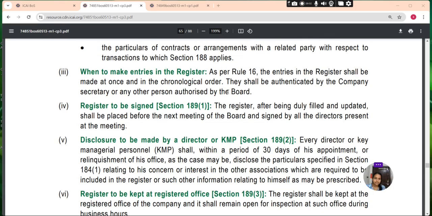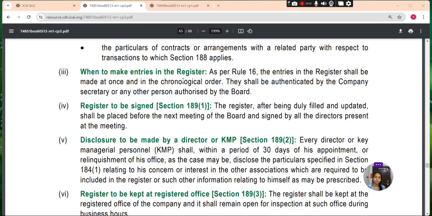As per Rule 16, the entries in the register shall be made at once in chronological order. They shall be authenticated by the company secretary or any other person authorized by the board. Register to be signed: the register after being duly filled and updated shall be placed before the next meeting of the board and signed by all the directors present at the meeting.